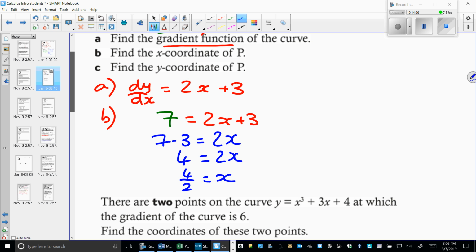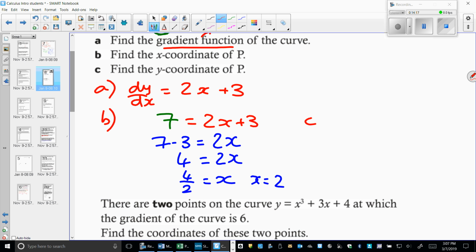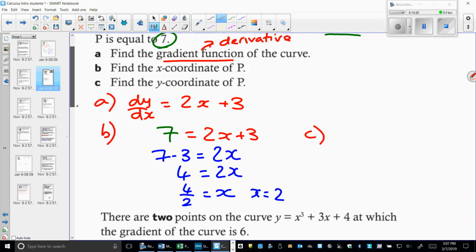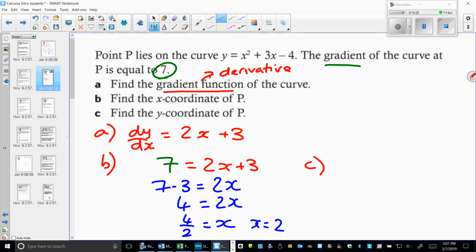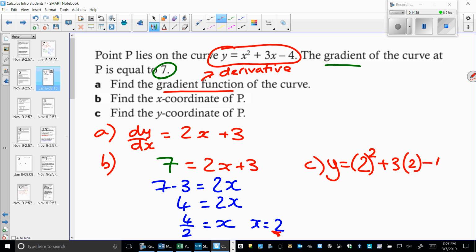So that's our x coordinate. Oh, I haven't actually written it. And then part C has said find the y coordinate. Well, how are we going to do that? Use the formula of the curve. So they told us up here that y is equal to this. So we're going to substitute the value we just found into that function. So y is equal to 2 squared plus 3 lots of 2, take away 4.